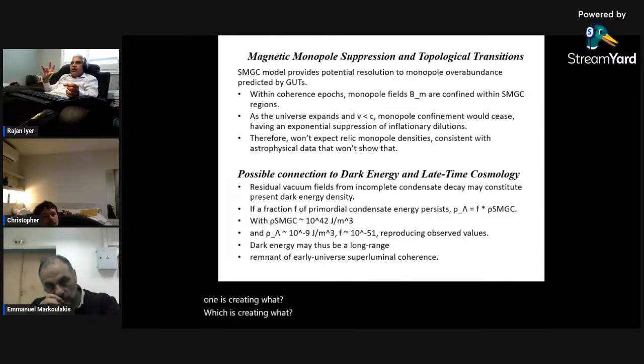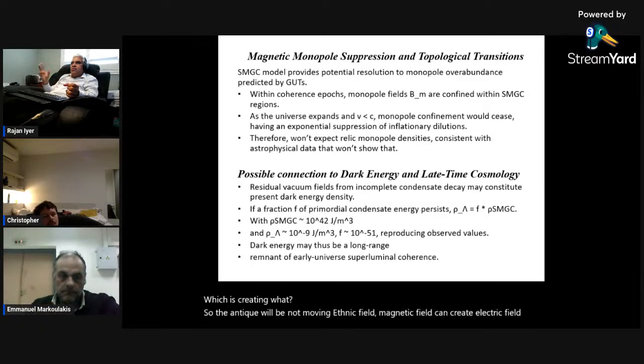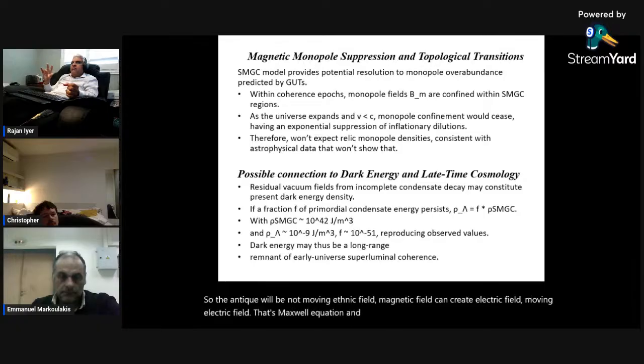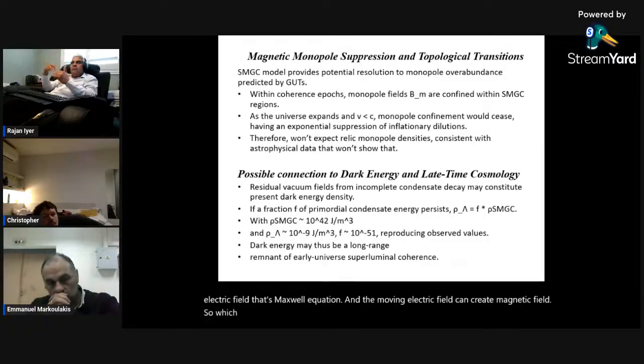So the electric field, we know the moving electric field, a magnetic field can create electric field. And the moving electric field, that's Maxwell equation. And the moving electric field can create magnetic field. So which one occurs first is what determines photon and phonon to some degree.